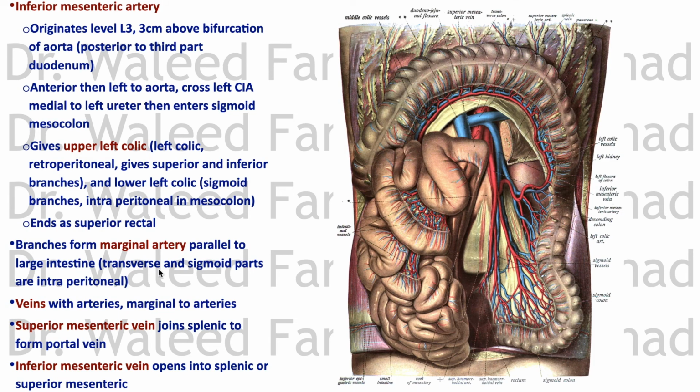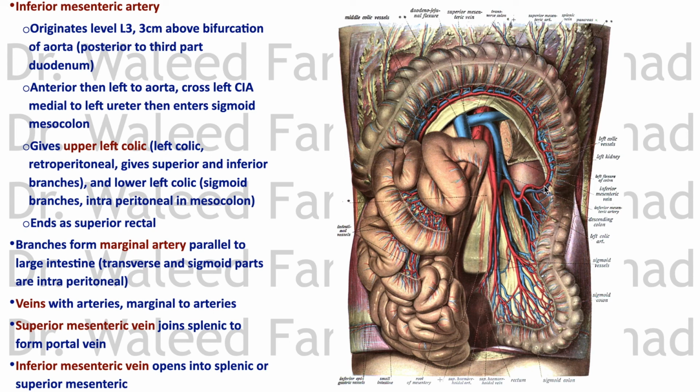Okay, last thing to talk about is the inferior mesenteric artery. It originates around 3 centimeters above the bifurcation of the aorta, first anterior, then to the left of the aorta, as you can see here, and gives, you can call it in two ways now, the branches of the inferior mesenteric.